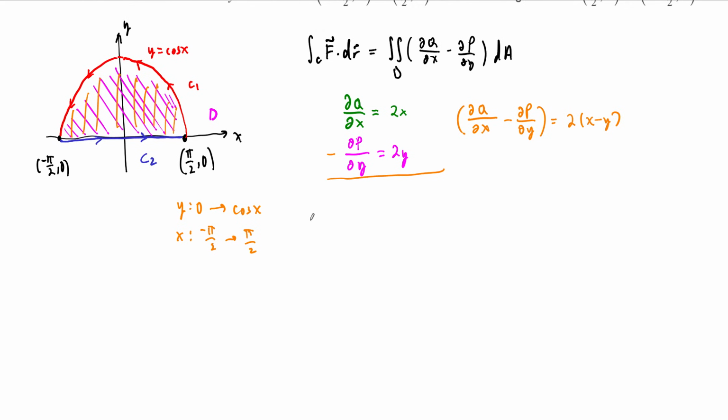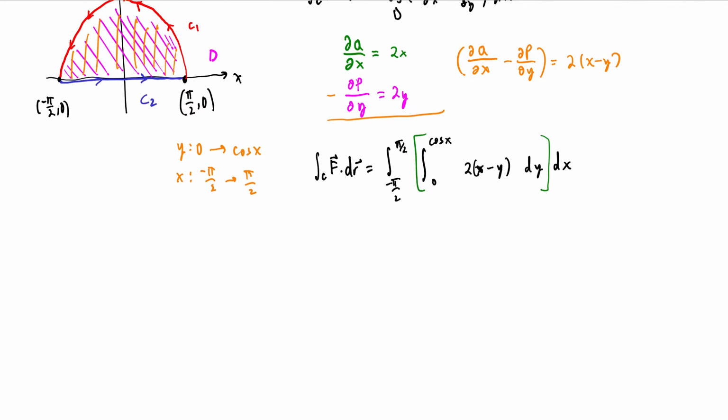What we end up with then, by Green's theorem, is the integral of f dot dr equal to the iterated integral from negative pi over 2 to pi over 2 of the inner integral from 0 to cosine of x. The integrand is 2x minus y, and we've decided to integrate this as type 1, so it's dy dx. Okay, and we just compute this now like an iterated integral, and then we're done.